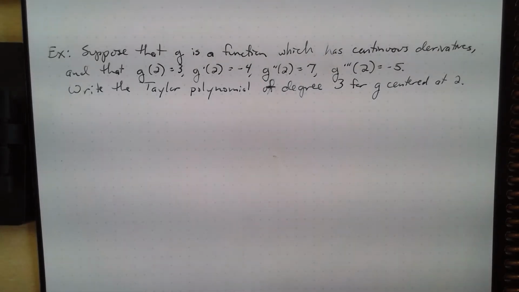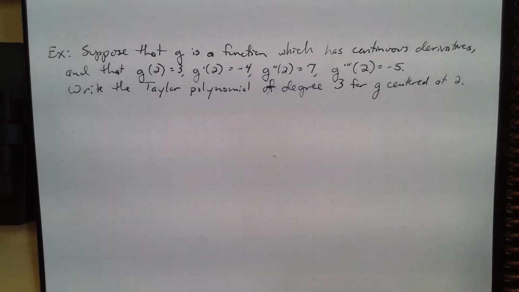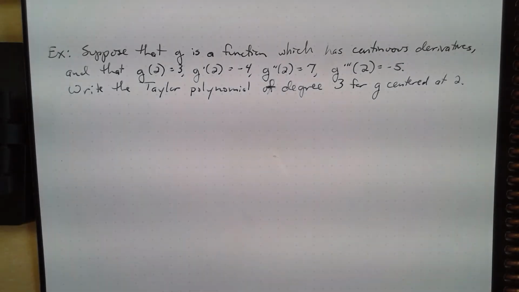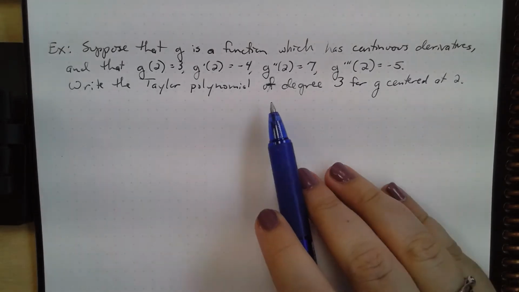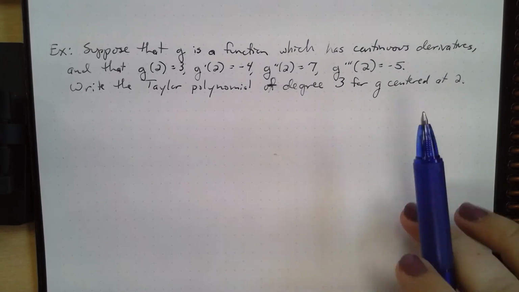Okay, we are continuing on with Taylor polynomials. And we're given another example here. Suppose that g is a function which has continuous derivatives and that g of 2 equals 3, g prime of 2 equals -4, g double prime is 7, triple prime is -5. Write the Taylor polynomial of degree 3 for g centered at 2.